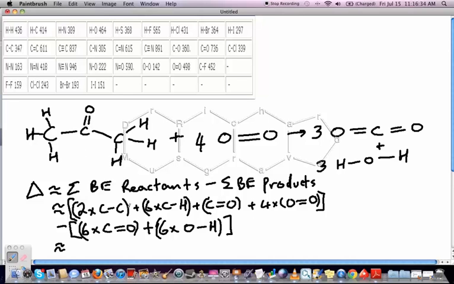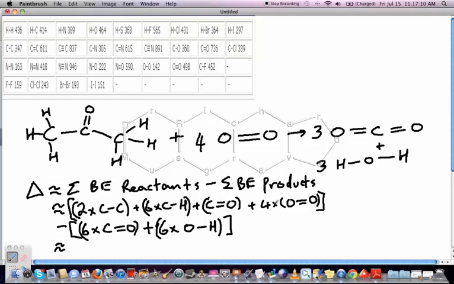We've got 2 CC single bonds, they're here, this one and this one. We've got 6 CH bonds, there's 3 here and 3 here. We've got a C double bond O, that's it there. And we've got 4 double bonded oxygens because we've got 4 oxygen molecules here. On the product side, we've got 3 CO2s, which represents 6 C double bond O's. There's 2 in each CO2 molecule. And then we've got 6 OH bonds because we've got 3 waters and there's 2 OH bonds in each water molecule.